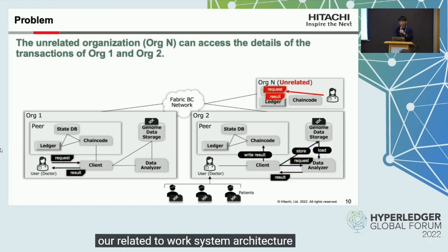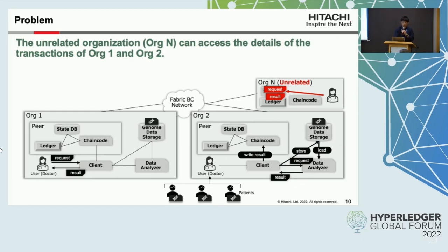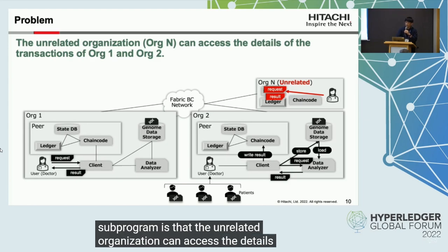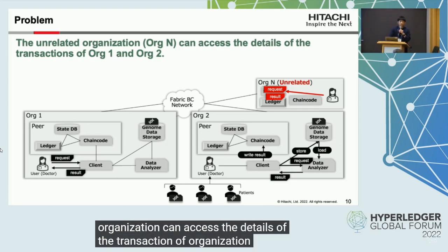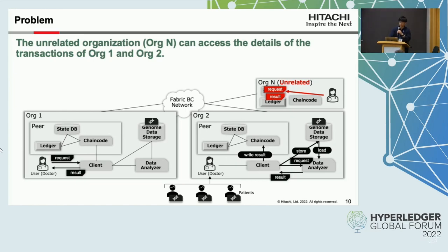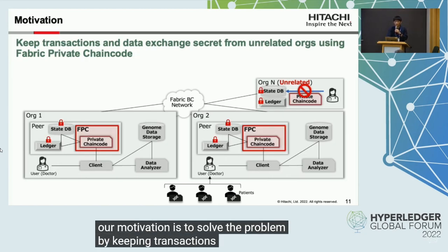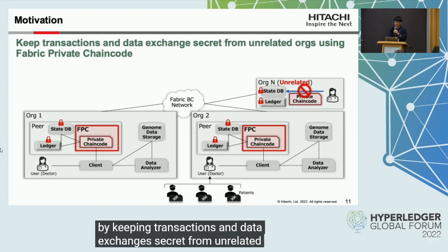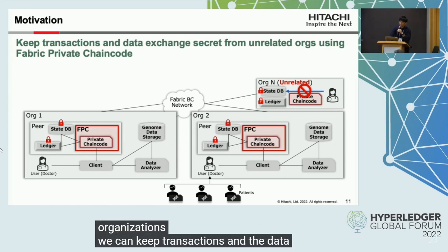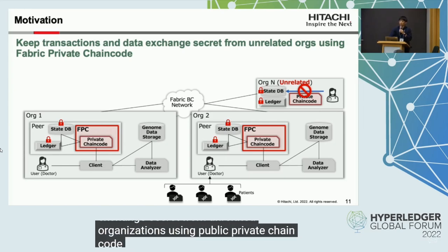Our related work system architecture has a problem when handling sensitive data. The problem is that the unrelated organization can access the details of the transaction of organization 1 and organization 2. Our motivation is to solve the problem by keeping transactions and data exchanges secret from unrelated organizations. We can keep transactions and data exchange secret from unrelated organizations using Fabric private chain code.